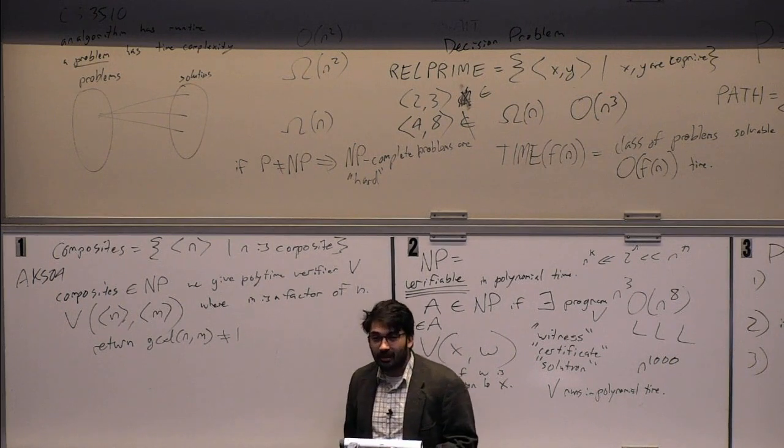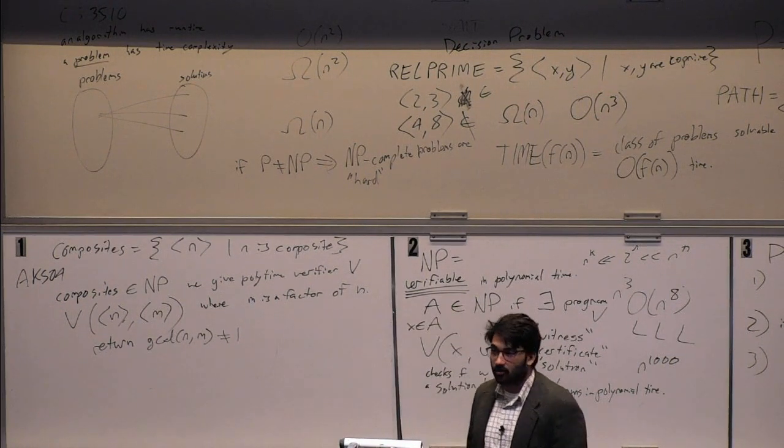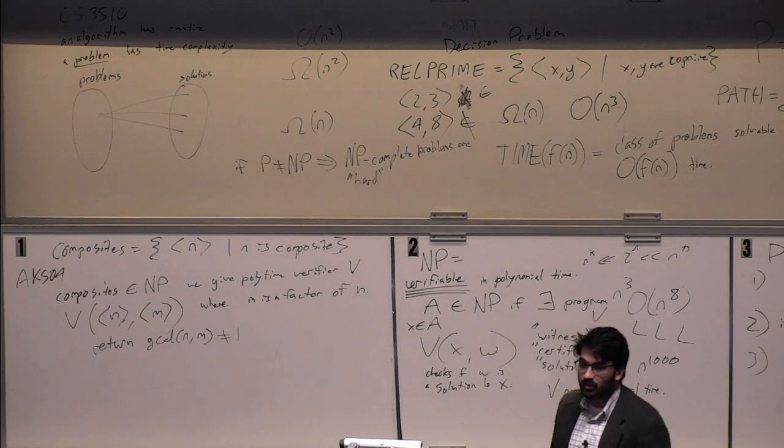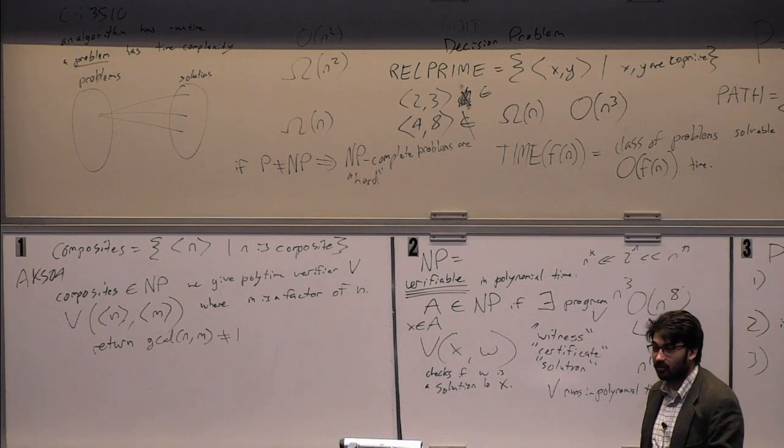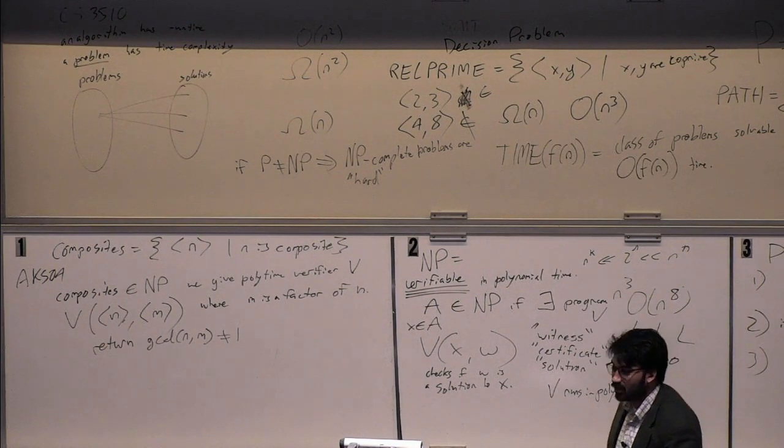I will stress again that NP does not stand for not polynomial. It stands for what's called non-deterministic polynomial time, and it turns out that that definition is equivalent to deterministic verifiable computation. So that's the reason we use this NP instead of V or something.